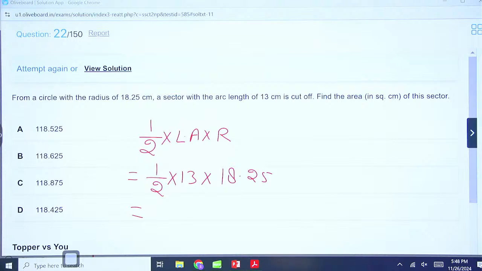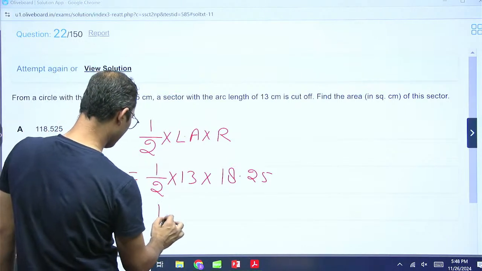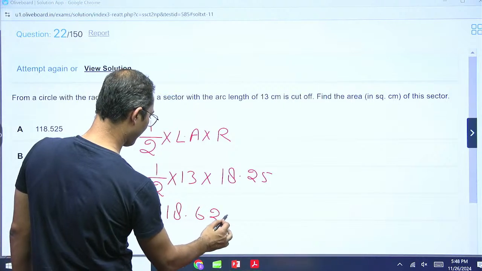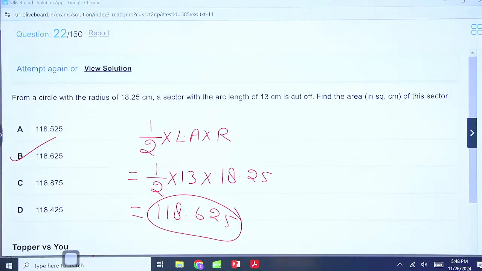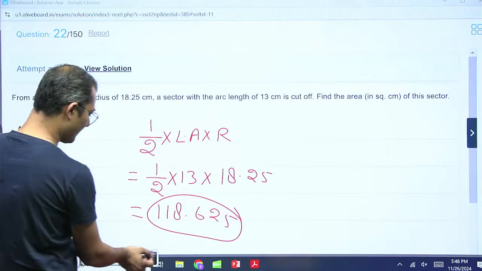Yes, please. So after solving, you will get 118.625, right? So this is the calculation part. So just focus on this. So we can say that B part is the right answer. Yes, B part is the right answer. So moving to next question.